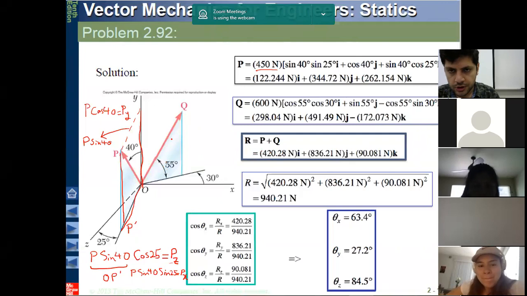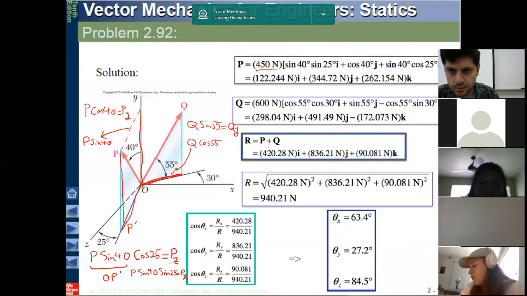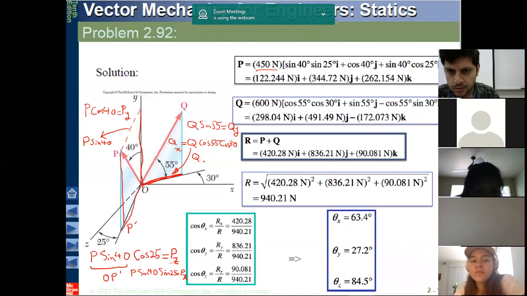And now if I go to the Q, then I can see from the figure that Q sine 55 would give me qy, and Q cosine 55, which is this vector, times cosine 30, is equal to qx, and then qz would be Q cosine 55 sine 30.